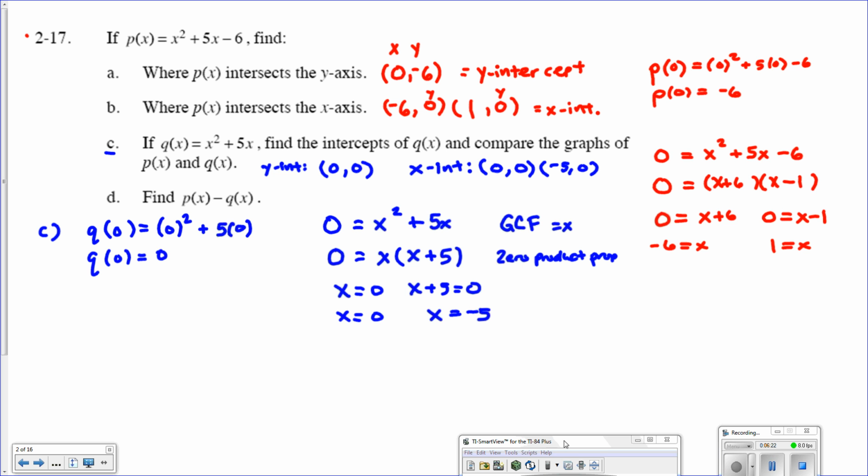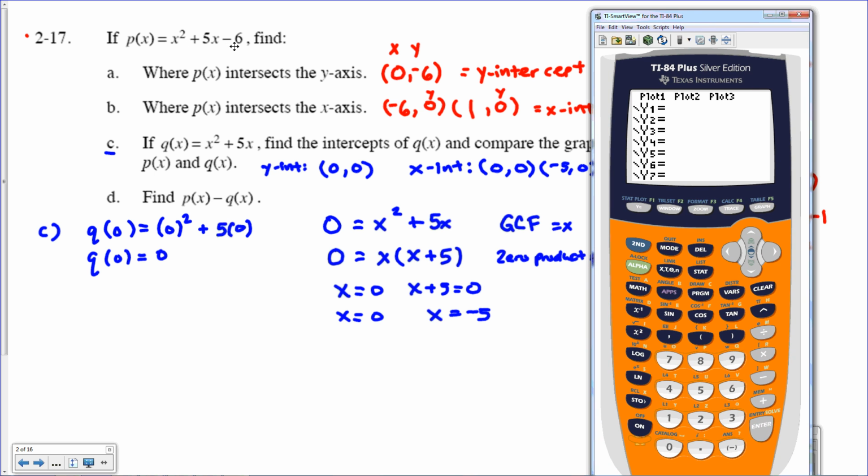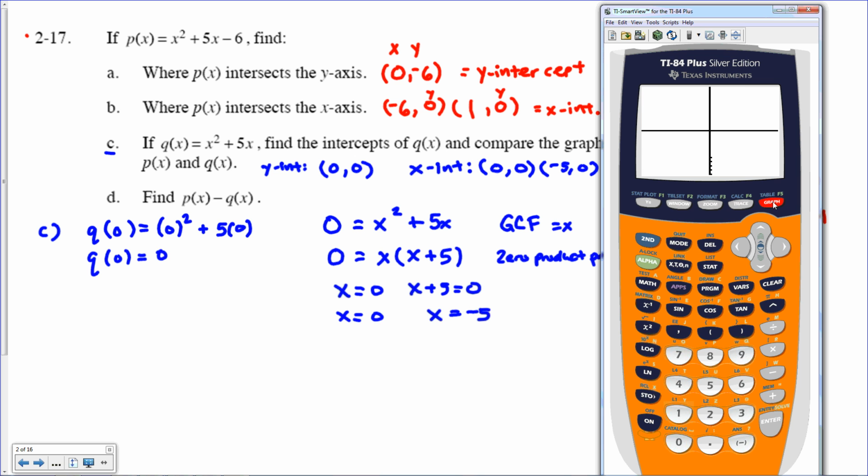Okay, so let's graph these two real quick so we can see. The first one, I'm going to graph x squared plus 5x minus 6. And let's graph it. You see here, we're looking to figure out where our y-intercept is. When we go down here, or you can look at the table, when our x value is 0, you'll see our y value is -6. So we know that's correct.